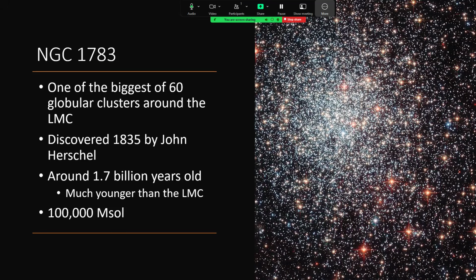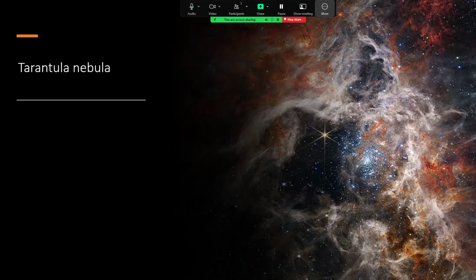And it has about 100,000 solar masses of material in it, comprising all those lovely stars that you see in the picture there. It's quite a stunning picture. Also in the LMC is the Tarantula Nebula. And this is a fantastic image of the Tarantula Nebula on the right-hand side.